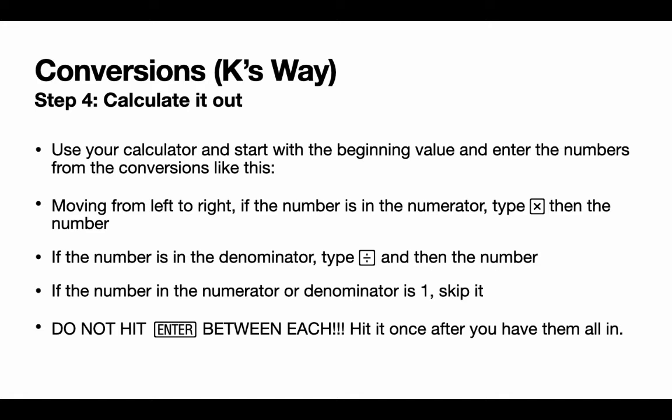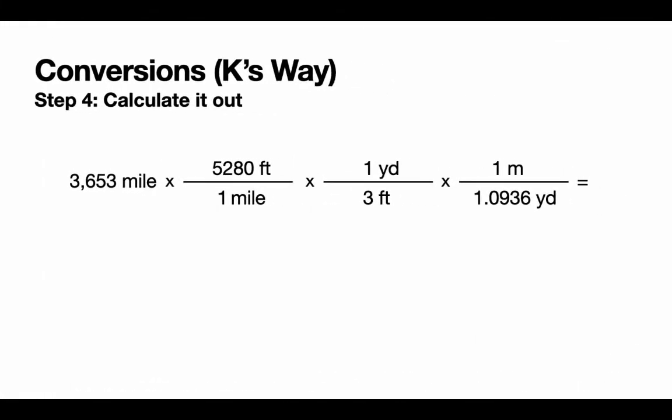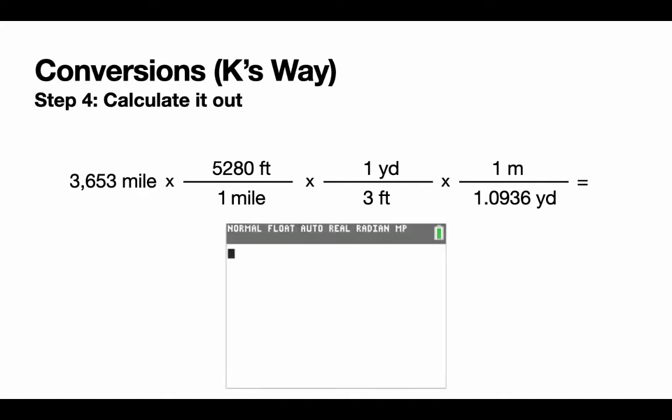You're going to have one string for all of the values that are in your conversions. Let's see how this is going to work. So we see that we've got our conversions set up and ready to punch into the calculator. On your calculator then, yours is simply going to put in 3,653 miles times 5,280 feet divided by 3 feet divided by 1.0936 yards.